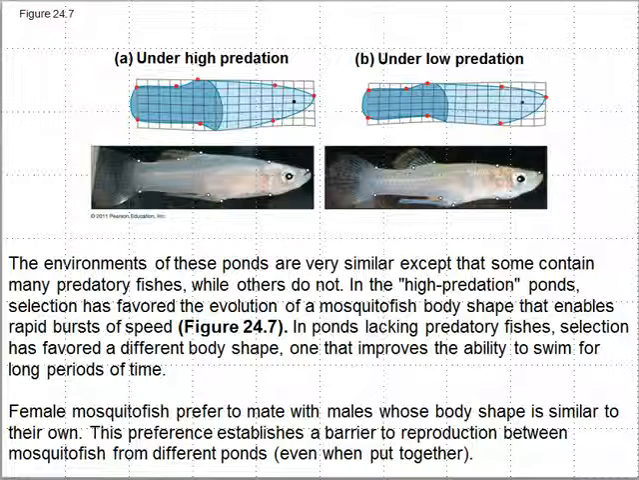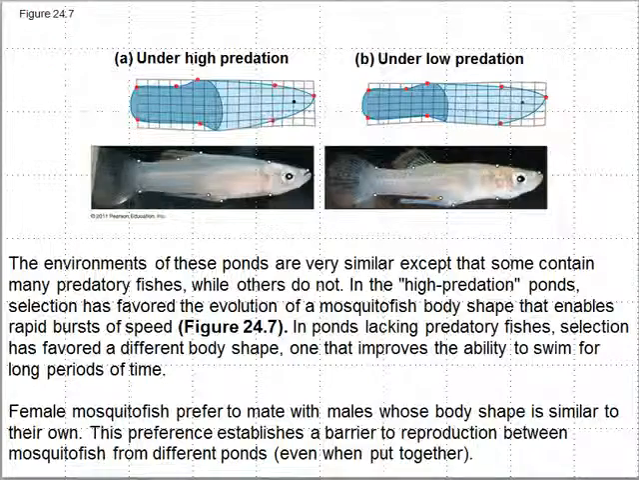The female mosquito fish in these various populations prefer to mate with males whose body type is similar to theirs. So even if you were to put these two ponds together, the females of one kind prefer to mate with the males of their same kind, and vice versa. You wouldn't get the thorough mixing, the thorough gene flow, as if they were a single species.